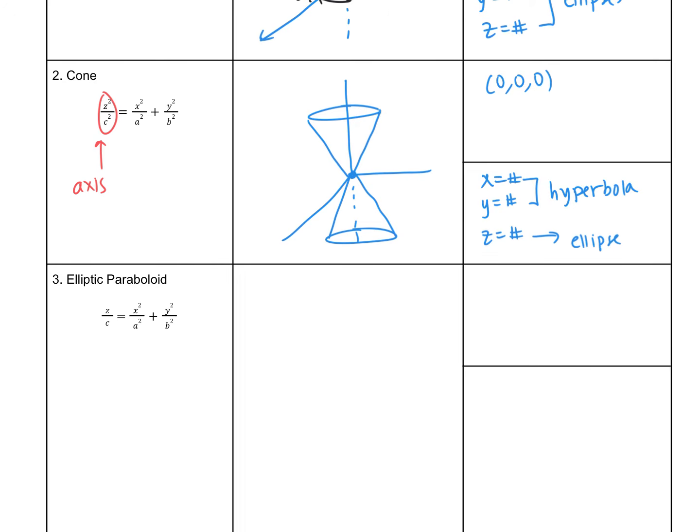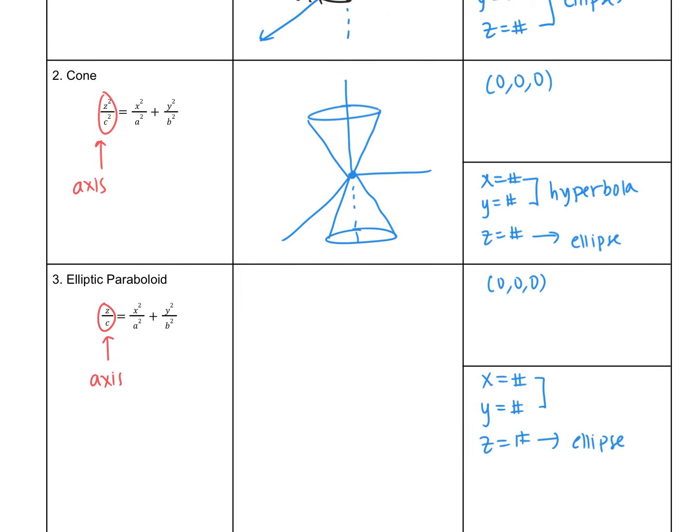Okay, the next one, almost the exact same equation, except this time z is not squared. Again, that might be switched out for x or y. This tells us the axis again. So let's take a look at our only intercept, again, is 0, 0, 0. And for our traces, if z is equal to some number, again, we get an ellipse.